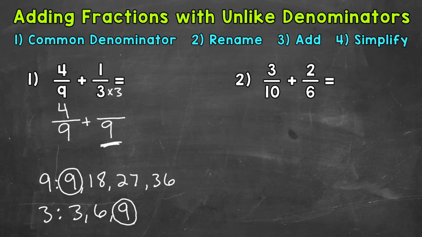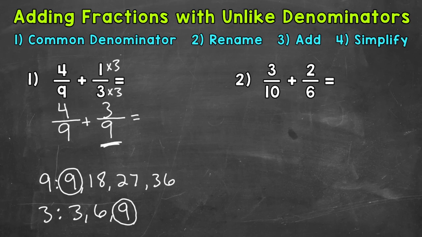Now, in order to rename, we want to have an equivalent fraction. We want to keep this equivalent. We do not want to change the value of the problem at all. So whatever we do to the denominator, we have to do to the numerator. So 1 times 3 is 3. 3/9 is equivalent to 1/3, but we have that common denominator of 9 now. Now that both fractions have a common denominator, we can add.